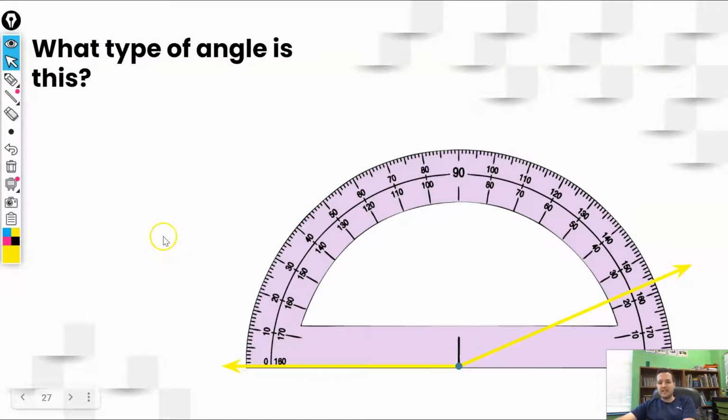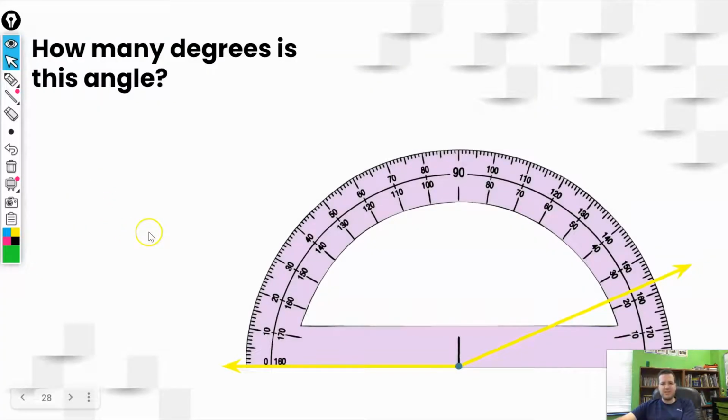What type of angle is this? Hopefully you said obtuse, right? It's larger than 90 degrees. How many degrees is this angle, this obtuse angle that we just talked about? Ignore the 20 and the 30, right? Those are acute measurements. Instead, I'm looking at the 150 to the 160.